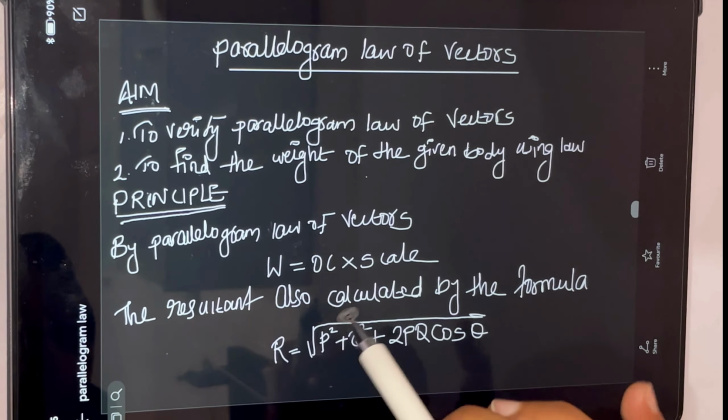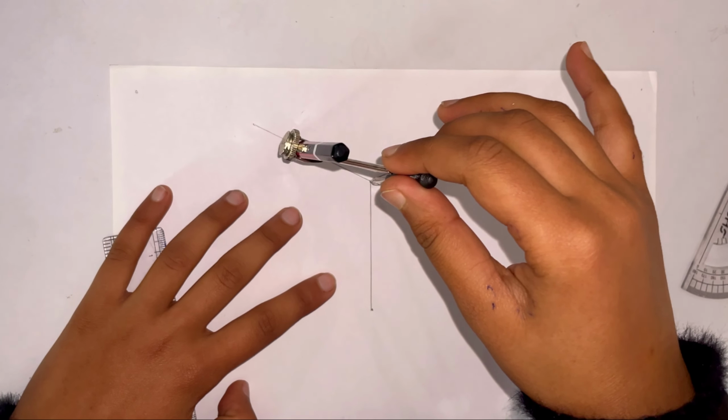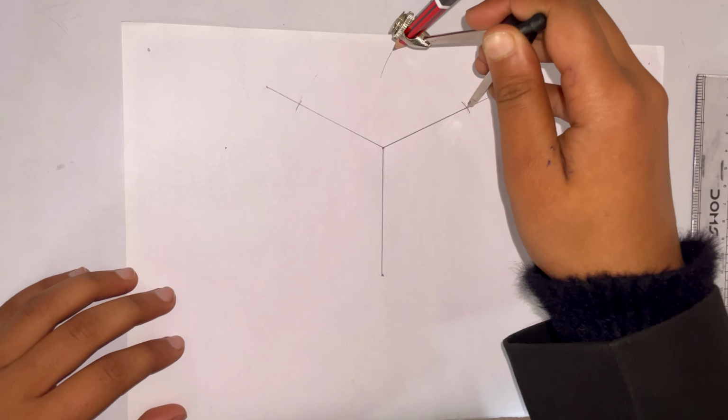As we know that we have taken 5 scales there, take 5 centimeter with the usage of a ruler. Yeah, it is 5 centimeter. Now place this point in the center of the lines, 5 centimeter from this side and 5 centimeter from this side.